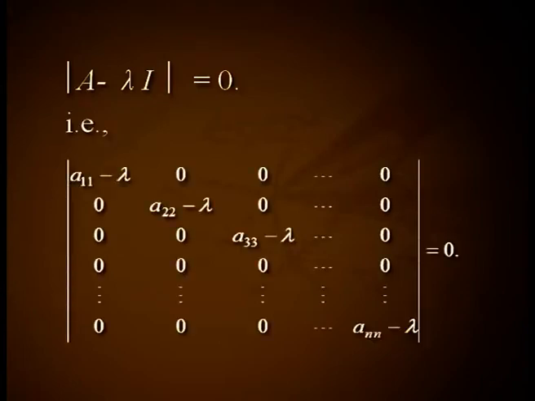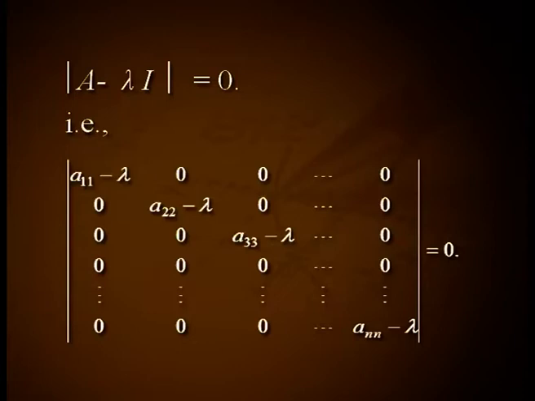The characteristic equation of A is given by determinant of A minus lambda I equal to 0. That is, determinant of a11 minus lambda, 0, 0, etc.; 0, a22 minus lambda, 0, etc.; 0, 0, a33 minus lambda, etc.; and so on, down to ann minus lambda, equal to 0.